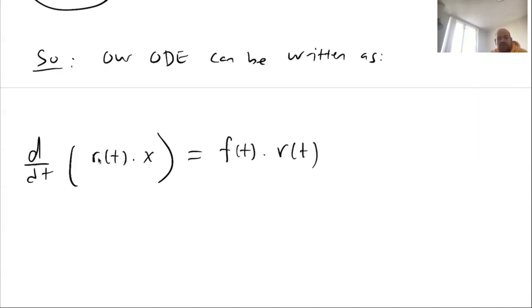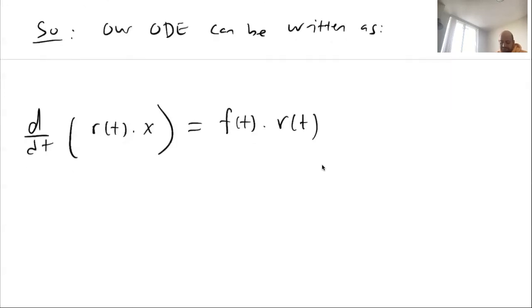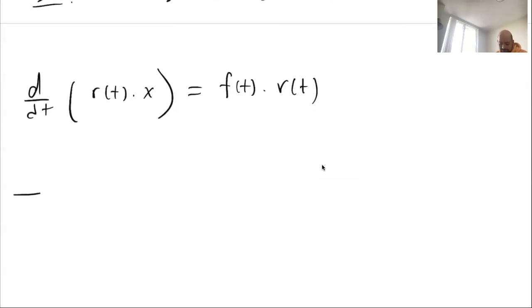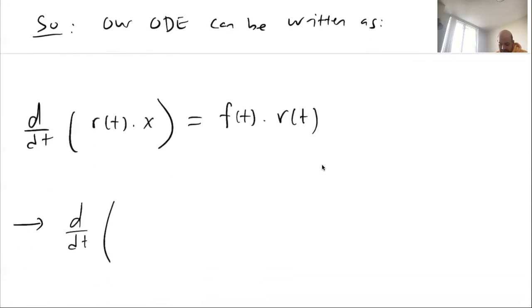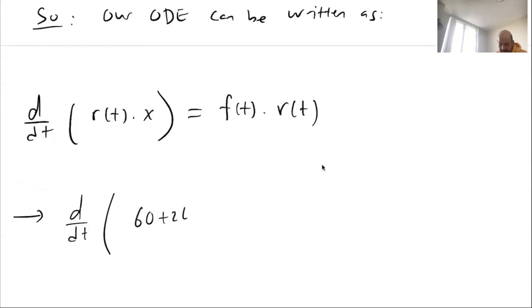Previously, we had r times y equals f times r. Here, instead of y, we have x. So r times x equals f times r. So that means d/dt of r(t), which is (60 + 2t)^(3/2) times x, equals f(t).